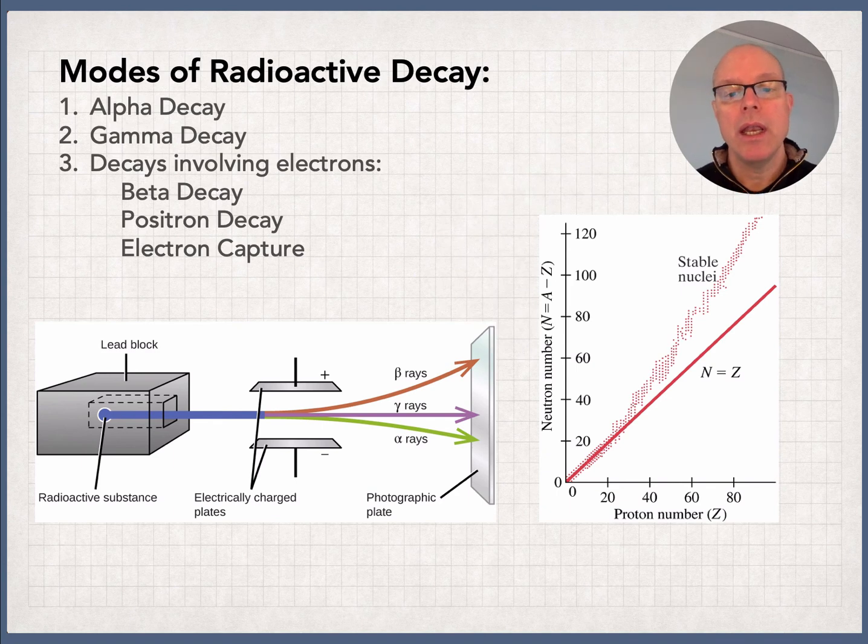We start in 1899, in fact, with Rutherford identifying alpha and beta particles. So we'll talk about why those happen. In 1900, Paul Villard in France discovers the gamma ray and figures out what that is: just high energy light.